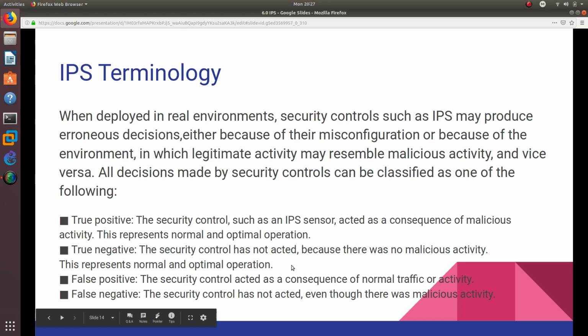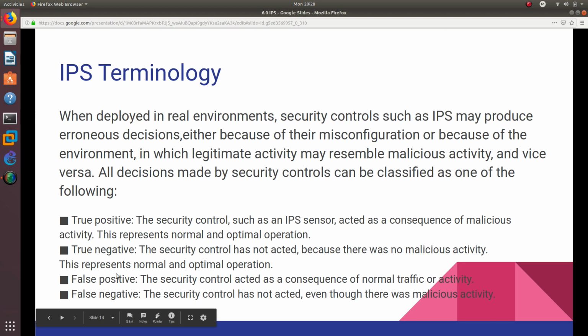A false positive is when the security control acted as a consequence of normal traffic or activity. So a false positive means that it detected a malicious activity, even though it wasn't, but the firewall still acted on it. And here's the one that you don't want to have, a false negative. The security control has not acted, even though there was a malicious activity.